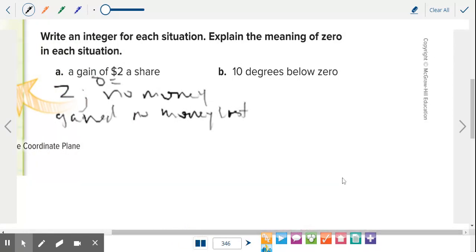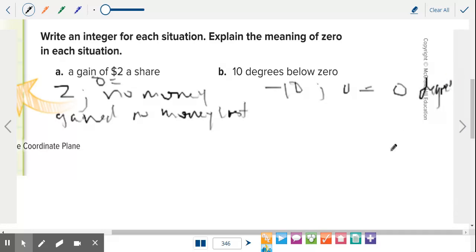All right, now letter B, 10 degrees below 0. Destiny, now you got this one. So negative 10. And then what's 0 mean? Well, we're talking about degrees here. We're talking about temperature. So how would you put that? So what's 0 represent? How many degrees is it? 0 degrees. 0 equals 0 degrees.